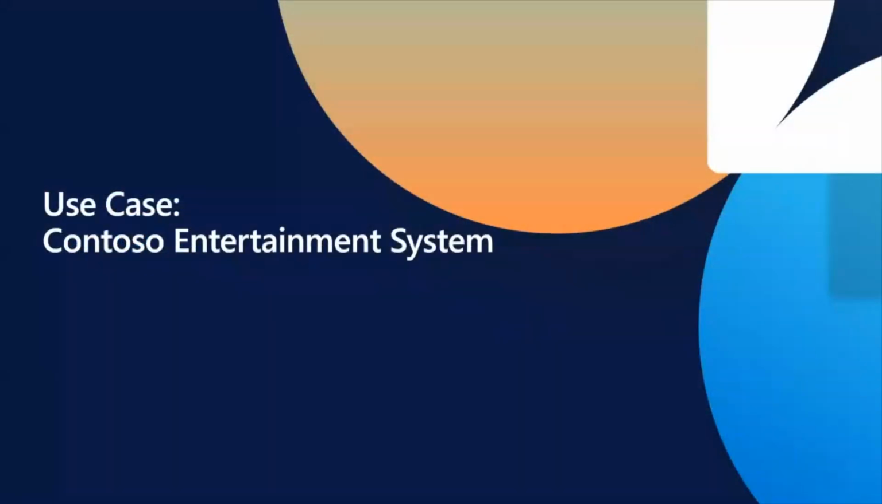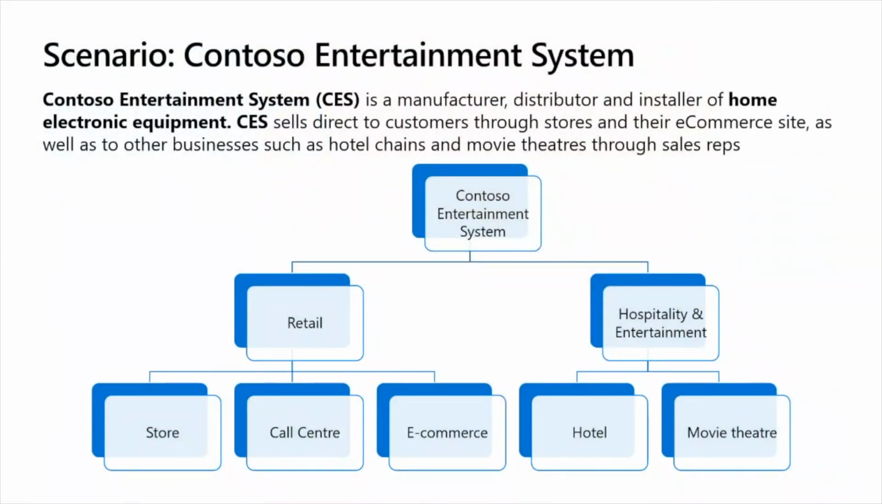Thanks, Sherry. So in this Tech Talk and throughout the series, we will use Contoso Entertainment System as our reference organization to describe the concepts of pricing management and for various demos. So Contoso Entertainment System manufactures, distributes, and installs home electronic equipment and has 2 main distribution channels. First one being direct to customer through stores and the e-commerce website. And the second one is B2B through a sales workforce.